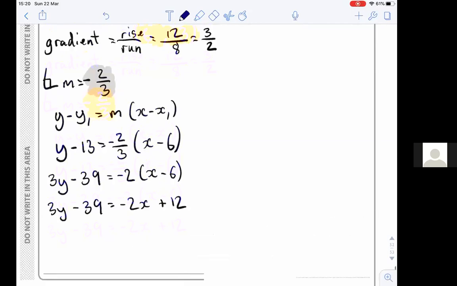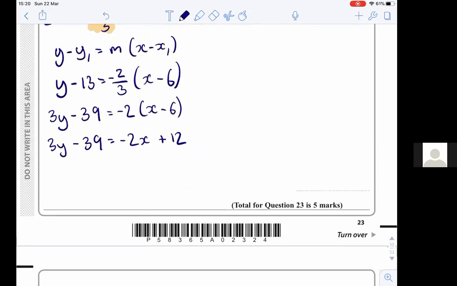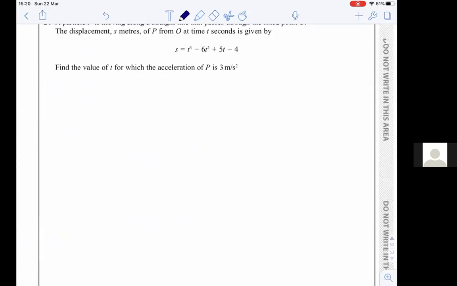Okay, now I need it in the form of py plus qx. So I've already got py, I've got 3y, so it's 3y plus 2x. And if I take away 13, oh sorry, no, I need to add 39 to both sides. I'll get 51 on the right-hand side. So this is my answer, 3y plus 2x equals 51. Another tricky question.